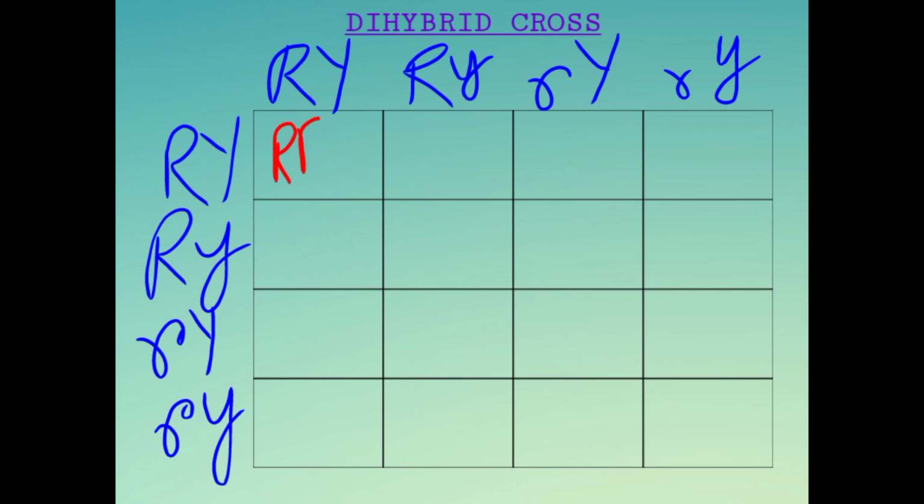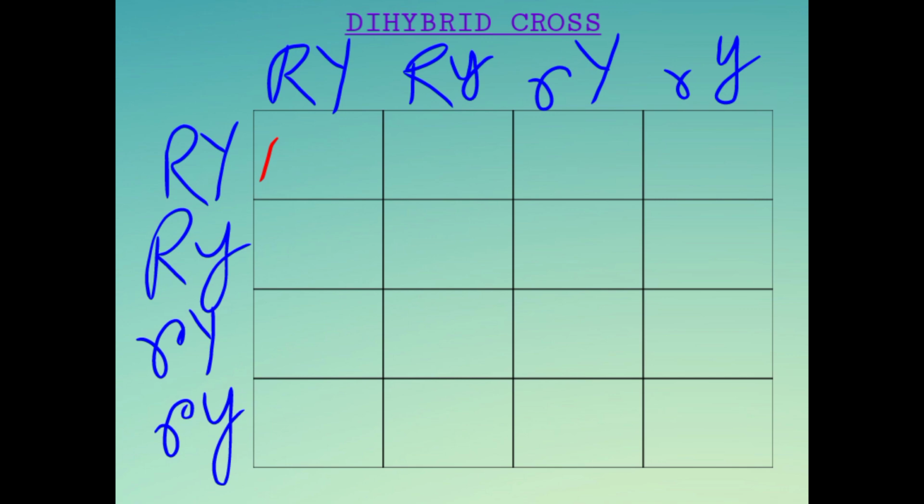Capital R, capital R, capital Y, small y, capital R, capital R. Oh, sorry, I'm very sorry. Capital Y, again capital Y. Here capital R. Okay, let me write it from the beginning so it will be less confusing for you all.